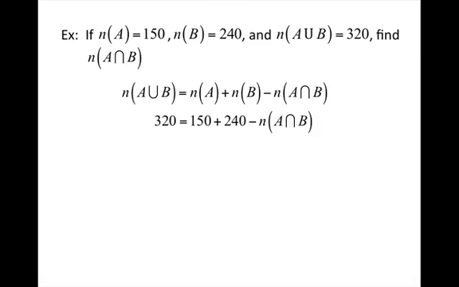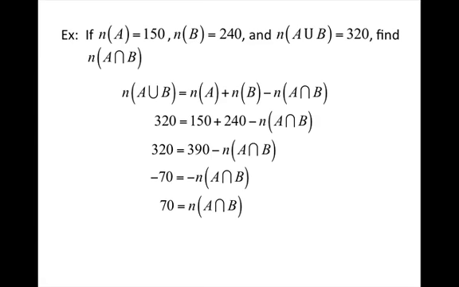So again, solve this just like an algebra equation. Add the 150 and the 240. So you get 320 equals 390 minus the intersection. Now subtract 390 from each side, so negative 70 equals the negative number of elements in the intersection. To get rid of the negatives, divide each side by negative 1. So you get 70 is the number of elements in the intersection.